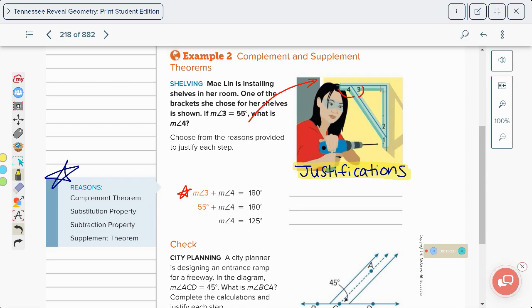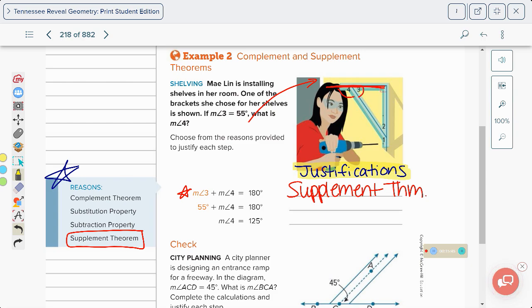Okay. So if we notice 3 and 4, they form a line. Lines will add up to 180 degrees. So I'm going to go over here to my reasons and find something that might talk about 180, might talk about lines, might talk about linear pairs, something along those lines. Okay. So the only one that I see here would be supplement theorem. Supplementary means 180, okay, when two angles are added together. So that would be a justification. The supplement theorem.